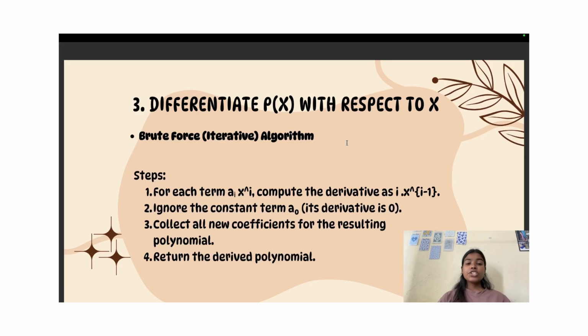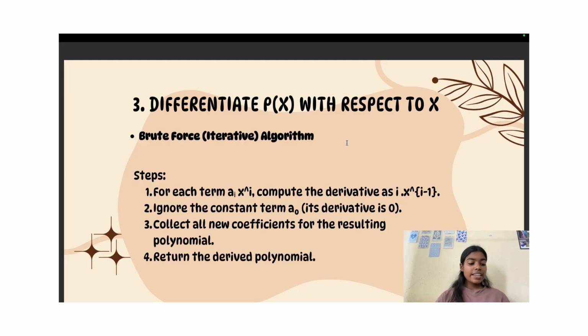Third, we will differentiate P(x) with respect to x by the brute force iterative algorithm. The steps are: first, for each term a_i x to the power i, compute the derivative as i a_i x to the power i minus 1. Second, we ignore the constant term a_0, since its derivative is 0. Collect all new coefficients for the resulting polynomial and at last return the derivative polynomial.